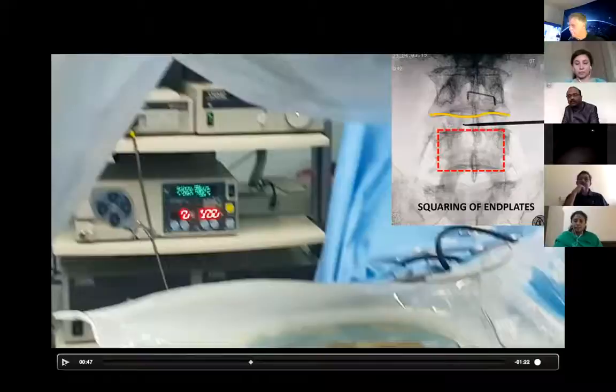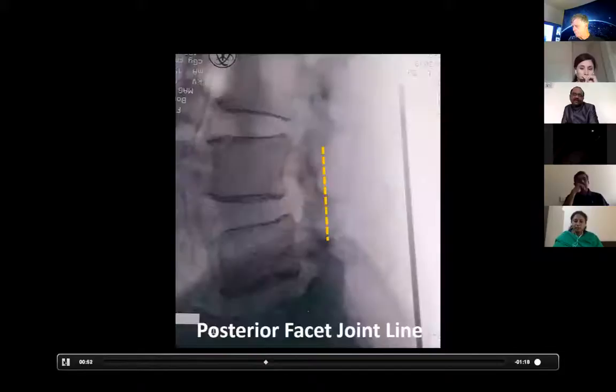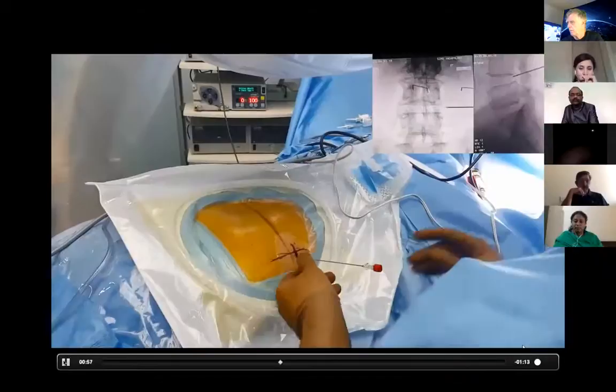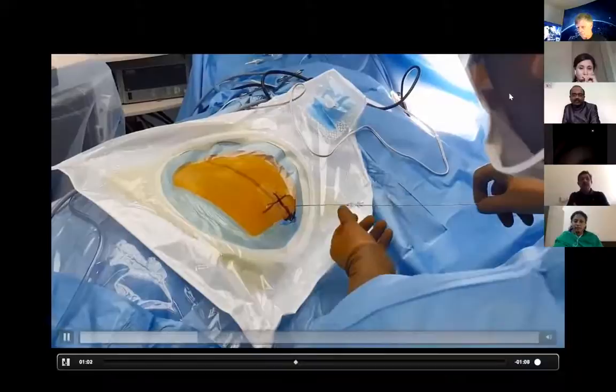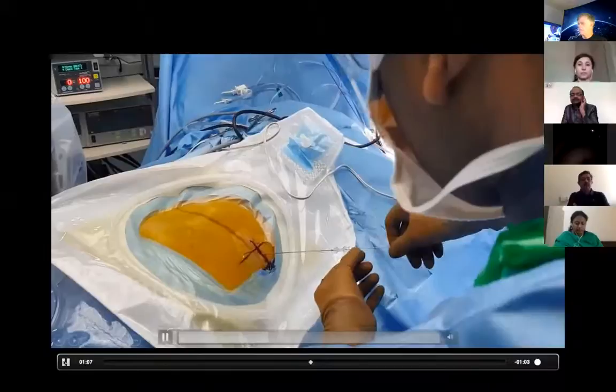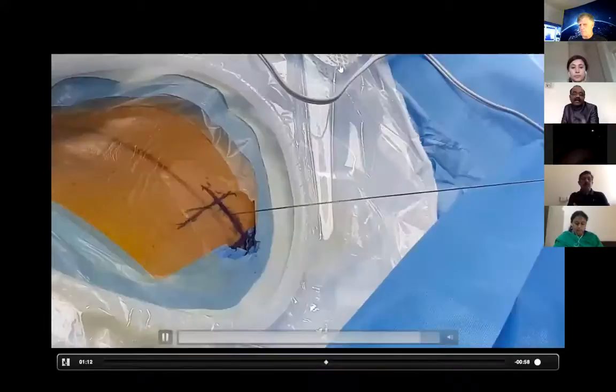And in the AP view also, you have to concentrate on squaring the end plates. Here the end plates are squared, and only then is the needle advanced. So you can clearly see the posterior facet line and the interspinous line. This is the posterior facet line. The needle is in and now the K wire is passed. So we are within the nucleus pulposus. This has to be done in AP position only.